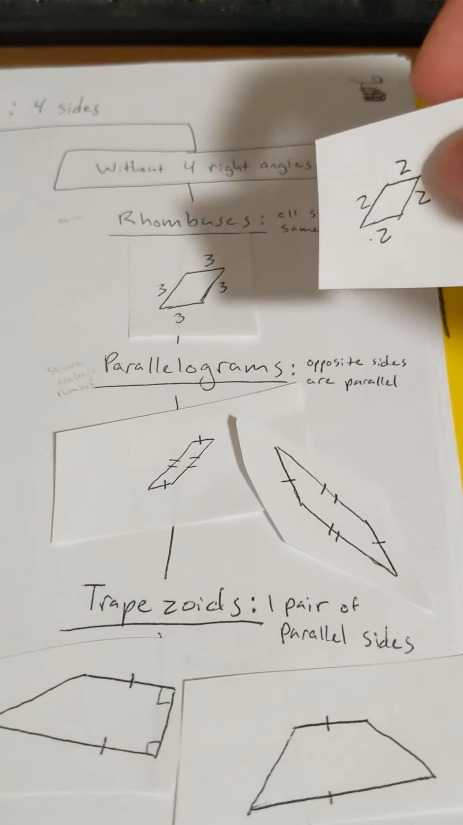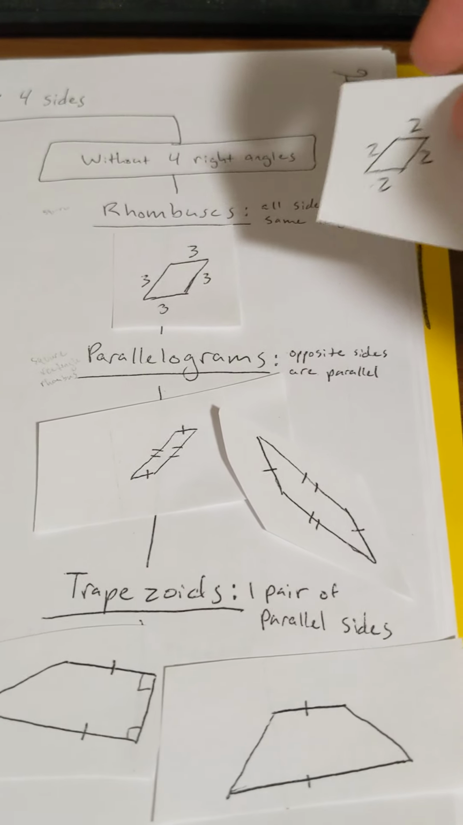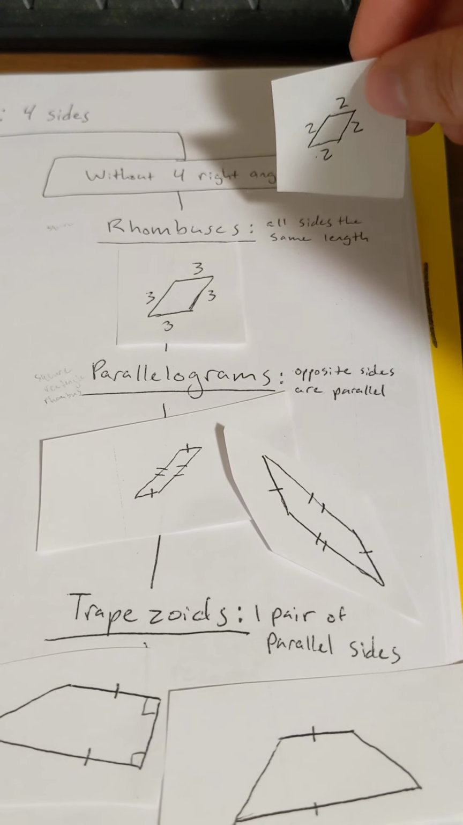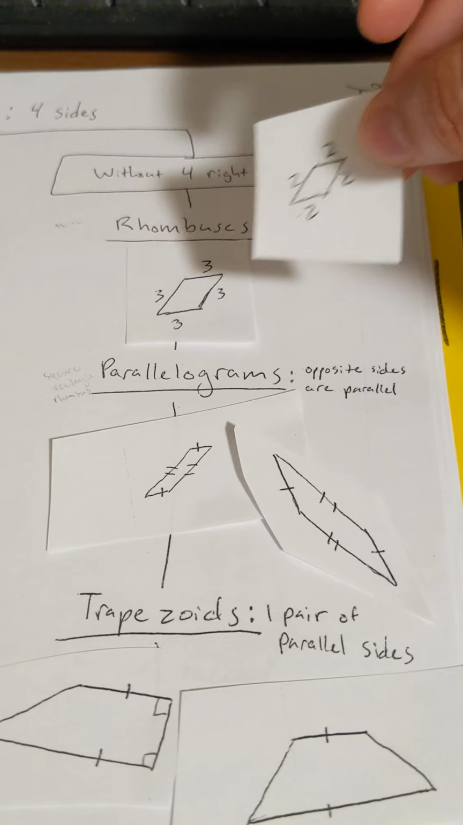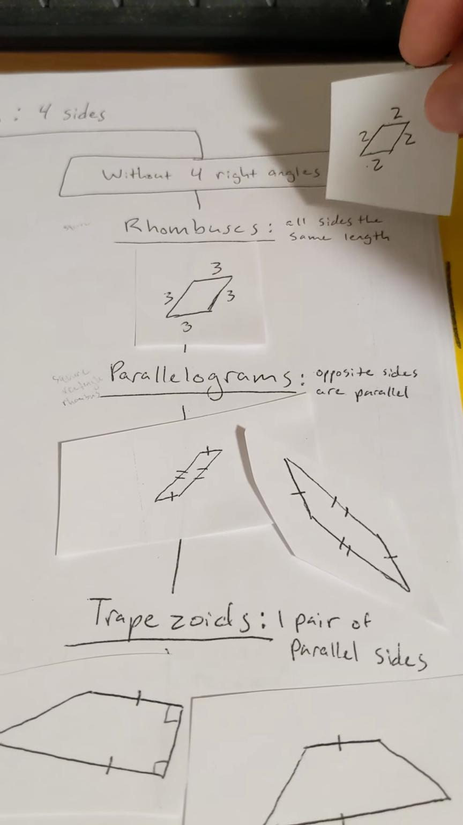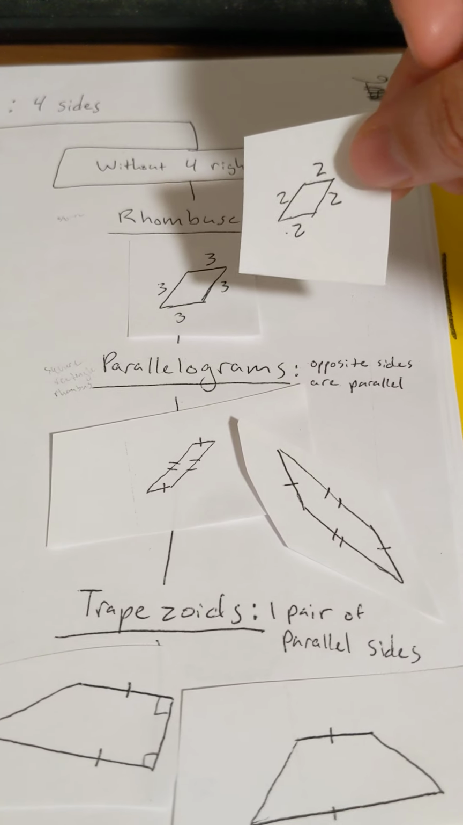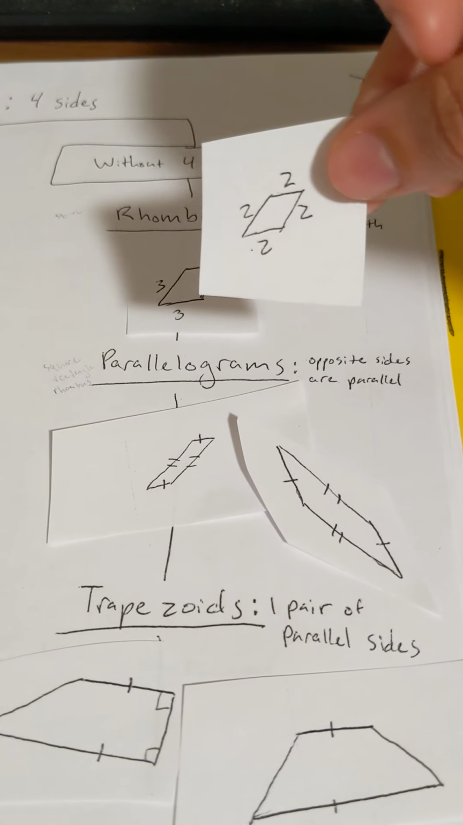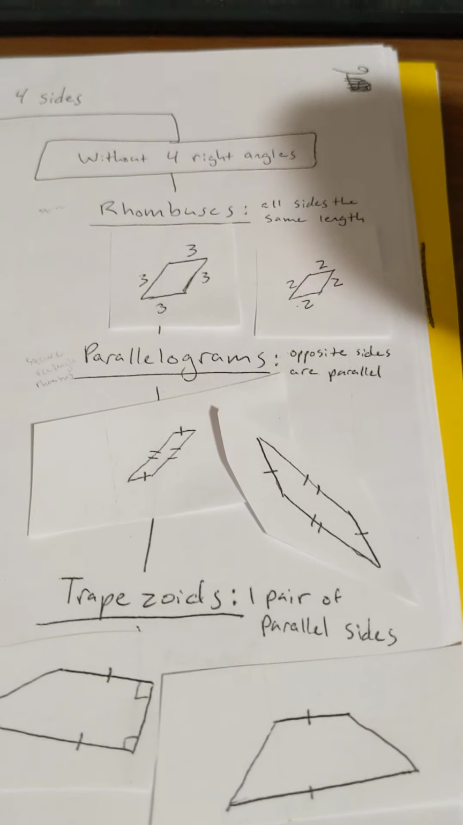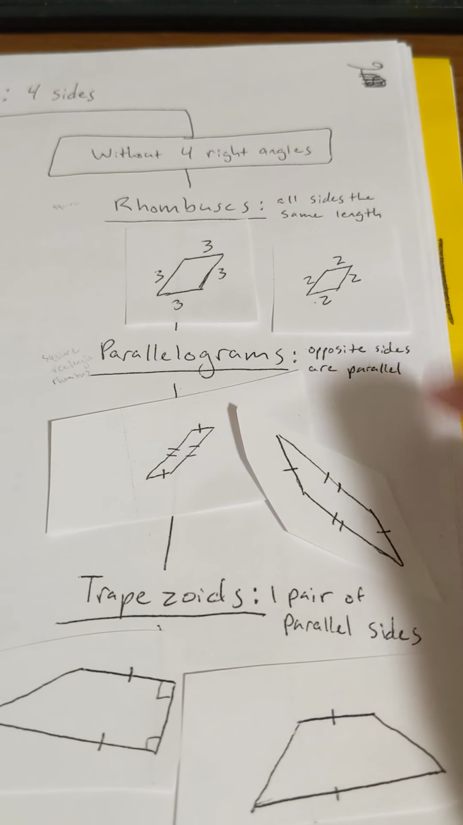Okay, so there's sort of 2 answers for this one. So rhombus, remember, they don't have to have 4 right angles, and this doesn't. Rhombuses all have the same length of sides. Does this all have the same length of sides? It does, so it is a rhombus. It might also be a parallelogram.